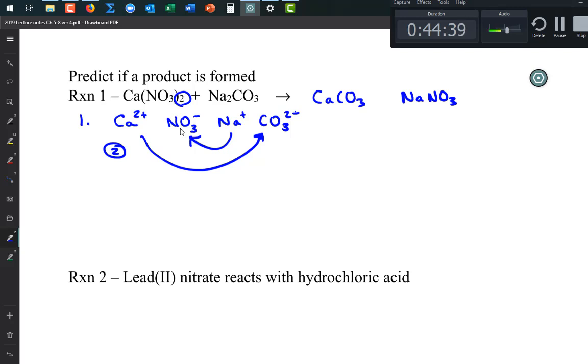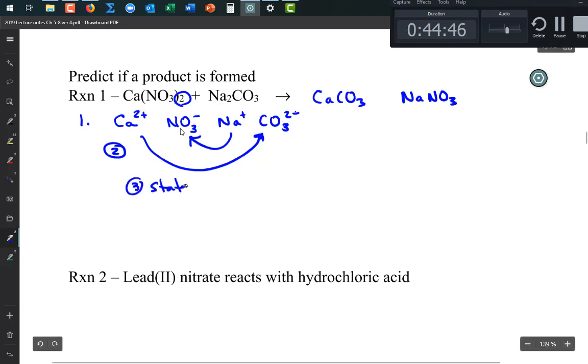So the next thing to do is to look at the states. And so I'm going to rewrite the whole thing, actually. Because we're going to have to write it out with the states and balance it.